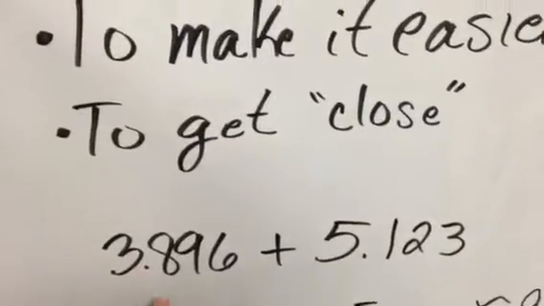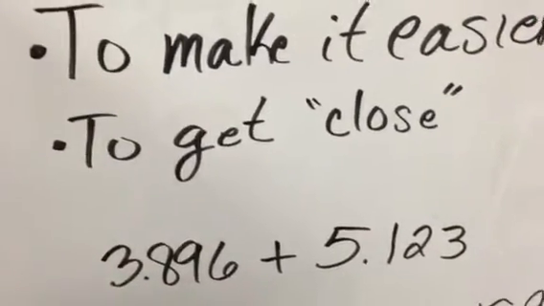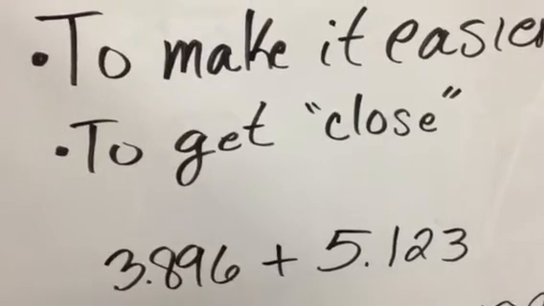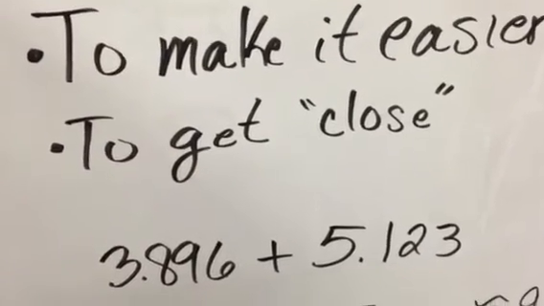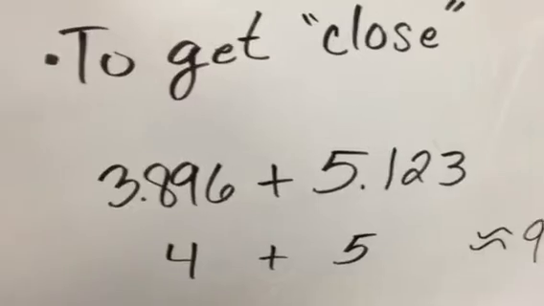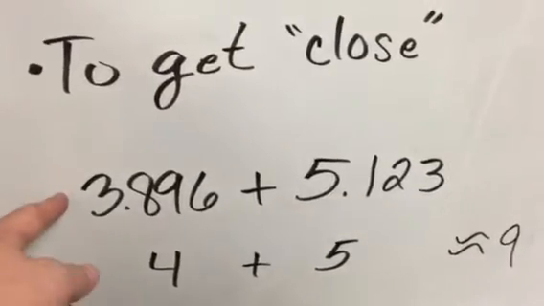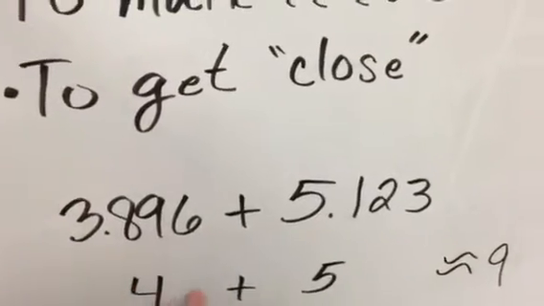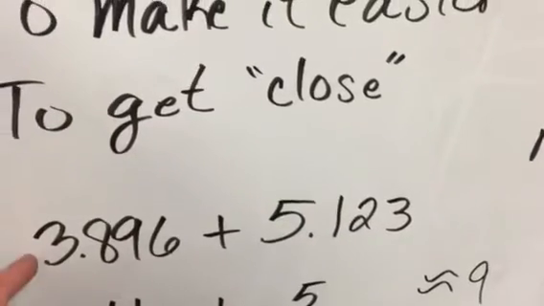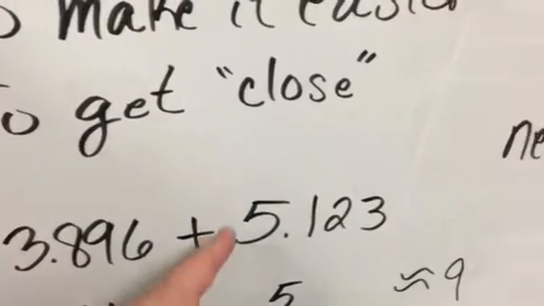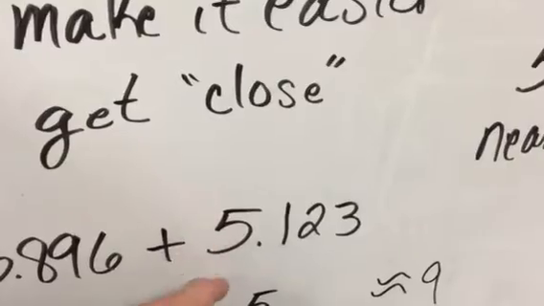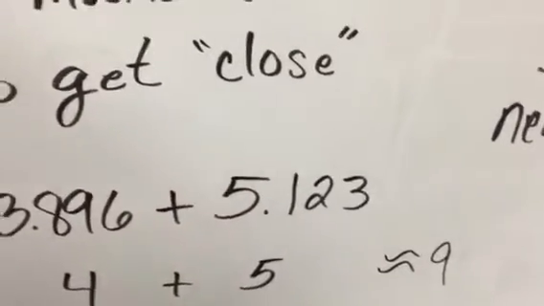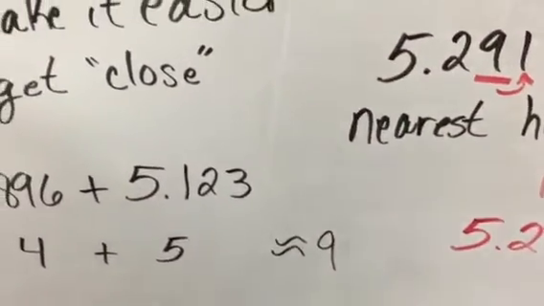When you see numbers like 3.896 and 5.123, if we were to add those two together, we would get a number pretty close to 9. And the reason I was able to do that in my head is I said, well, this is just about 4. This is a little bit less than, or a little bit more than 3, so we'll say 4. This is a little bit less than that, so we'll say 5. And so 4 plus 5 is 9.